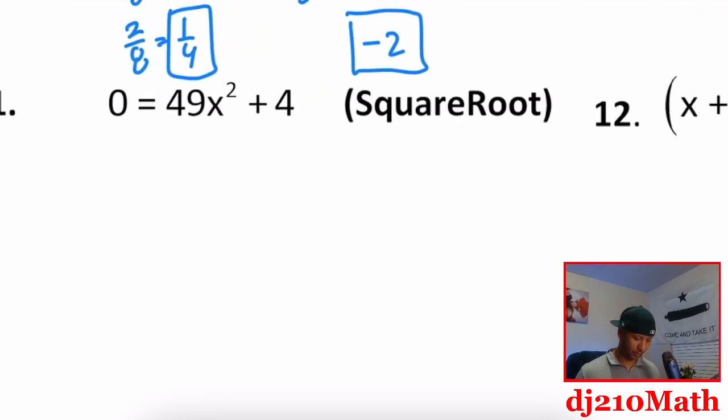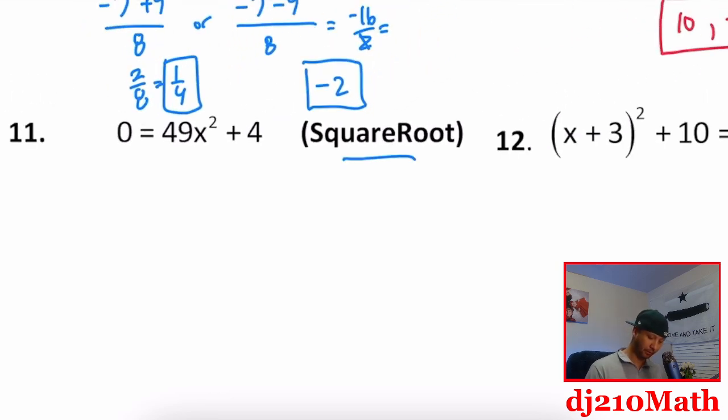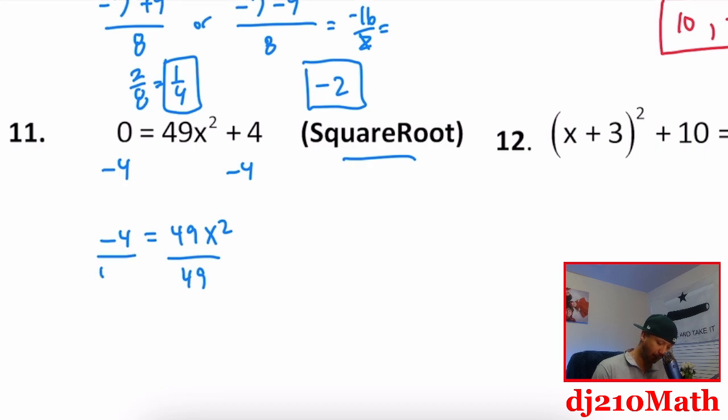All right, square root again. Okay, so they're like blessing us with these. This is kind of nice. First thing I'm going to do is subtract 4. You always isolate the x squared term. So this is going to be negative 4 equals 49 x squared. Okay, getting the x squared by itself, got to divide by 49. So x squared is equal to negative 4 over 49.